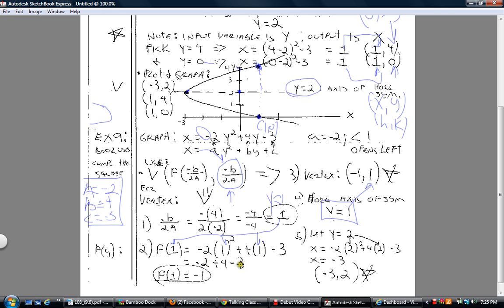You get negative 2 plus 4. Now watch your signs though, right? Watch all this. You come up with F of 1 equals negative 1. That is your X value, the output. Remember, it's output comma input. Okay, that's your vertex, negative 1 comma 1.